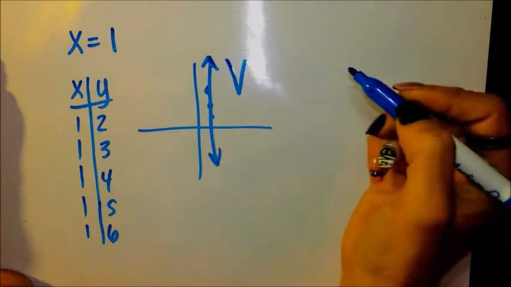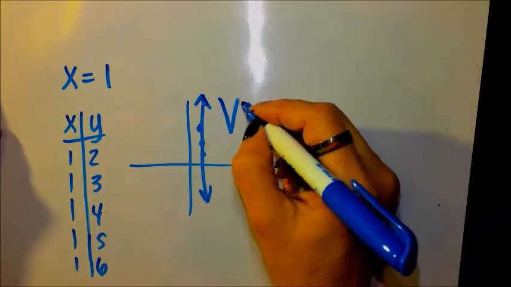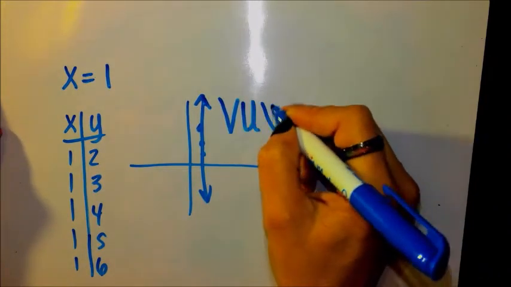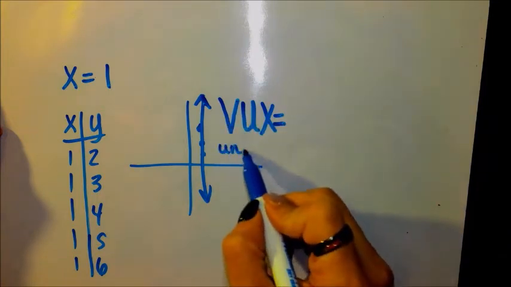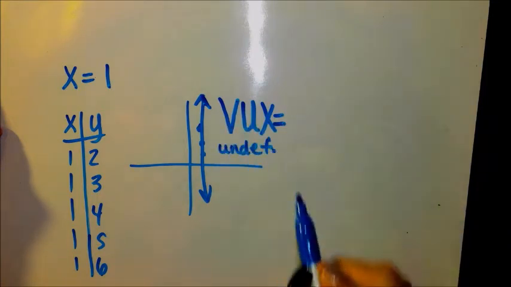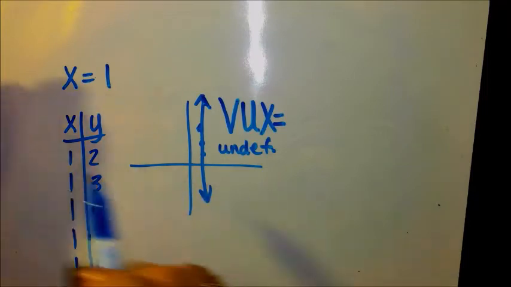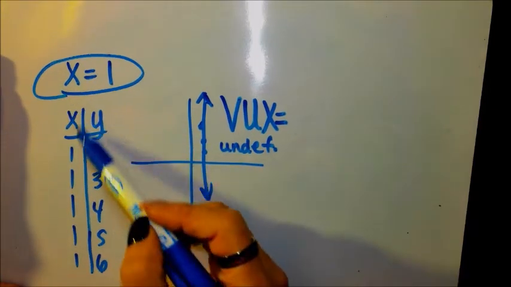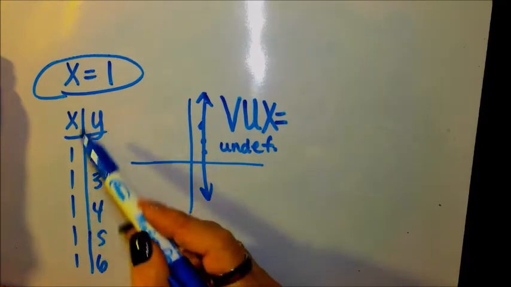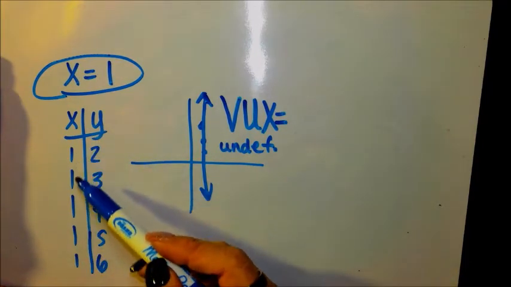This is a vertical line. Vertical lines start with a V, and the word that we do with V is vux. Vux is an undefined slope. So if you have x equals, you have a vertical line. Think of it like if you want to make a table, x is stuck. It's buffering at 1, 1, 1.